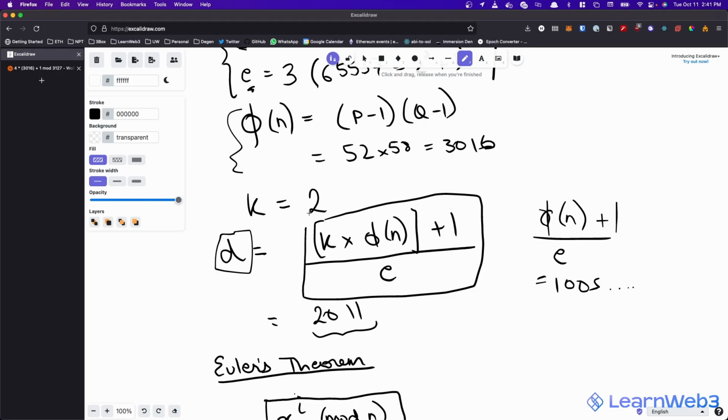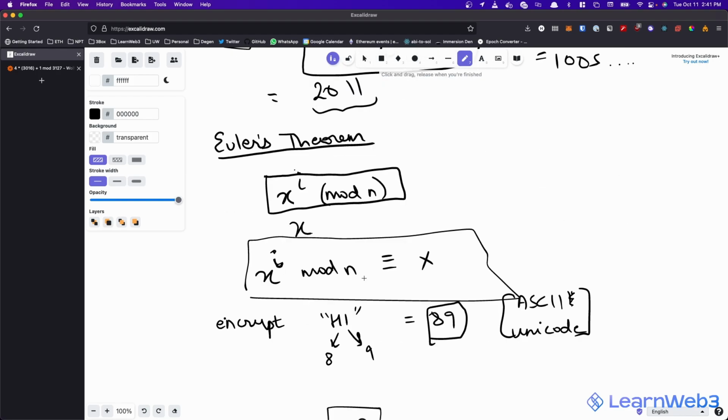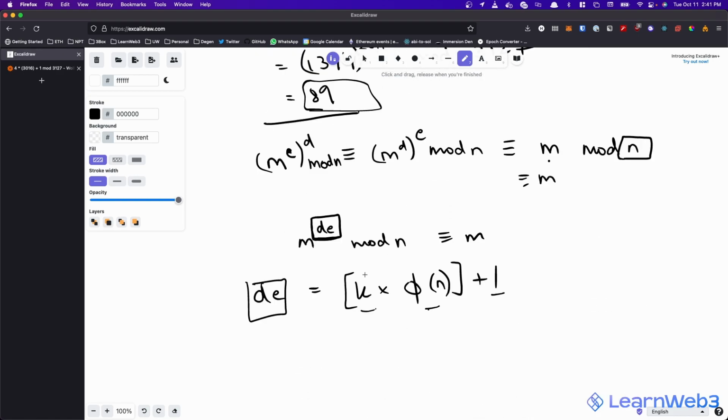So k is any number that makes this a whole number, and once we have that, we use it again to calculate dE, and according to Euler's theorem, this makes the equation true, that m when raised to the power dE mod n is congruent to m again. So it just gives back m. And that's how we decided how to choose k and how to choose d, depending on the values of n.